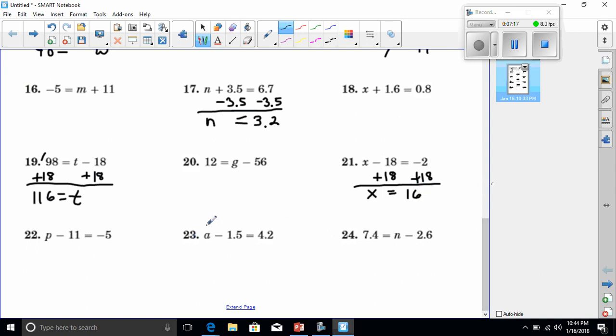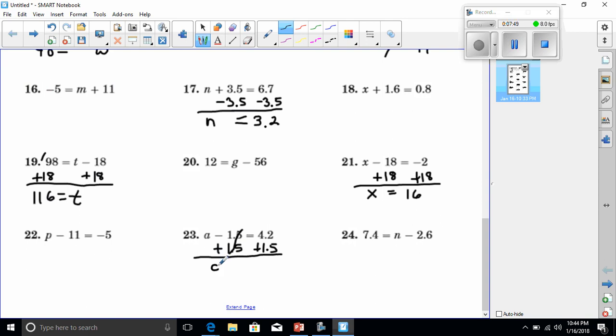All right, 23, I have a minus 1.5 equals 4.2. Once again, I have to find the inverse of the number that's with the letter. So since negative 1.5 is with the variable, I'm going to add 1.5 to this side. And of course, whatever I do to one side, I have to do the other. Once again, this allows me to totally get rid of my 1.5s. They cancel out. That's going to be 0.